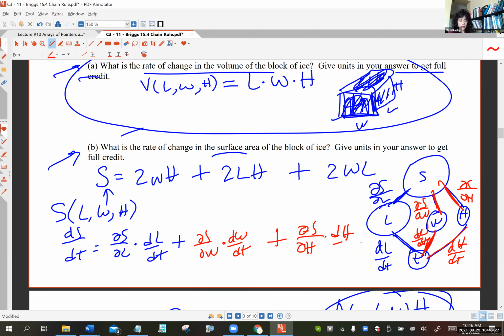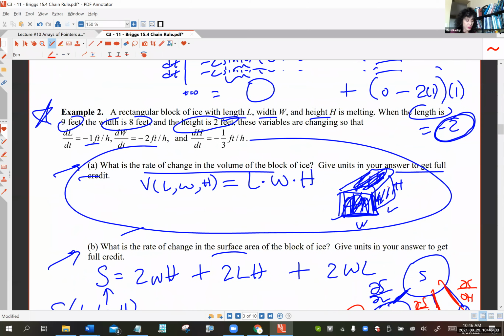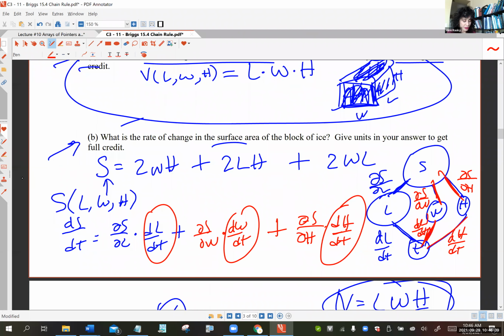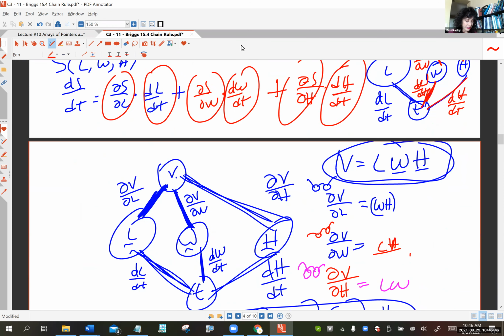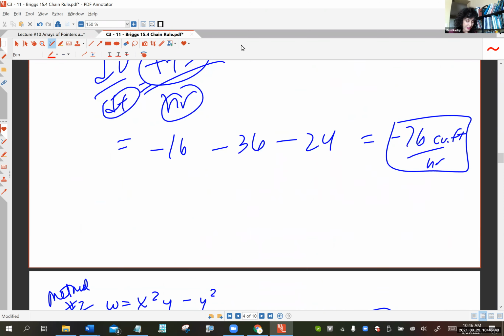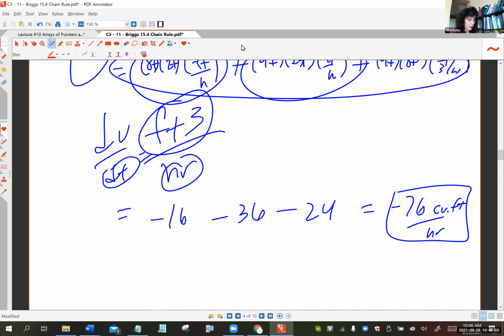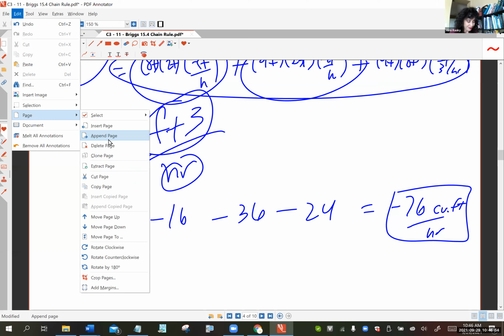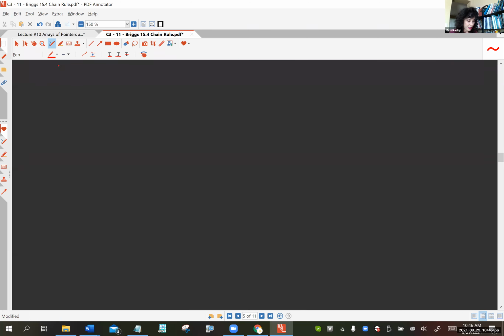There's 6 derivatives again, but keep in mind, we already have dL dt, dW dt, and dH dt because they gave us those actual rates. At this moment, they want us to find the changing of the surface area. So what we need to get are the partials. So this is a little bit tricky because this function is not as straightforward as the volume formula. So let's take a look here.